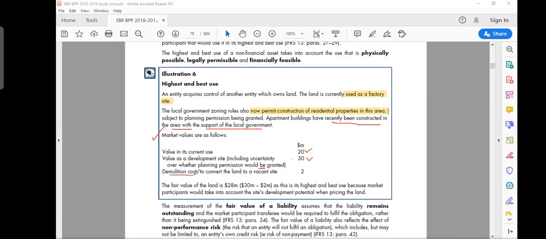And demolition cost to convert the land to a vacant site, because you have some construction there and you have to do restoration and demolition, 2 million. The fair value of the land would be 28 million. Okay. 28 million, 30 minus 2, as this is its highest and best use.